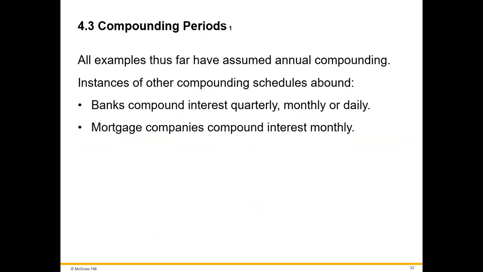So all examples thus far have assumed annual compounding. And I already saw on the discussion board, some people are like, oh, this thing, when it's more than once a year, it's confusing me. Don't let it. So sometimes banks will compound interest on investments quarterly, sometimes monthly, like our loans are monthly, or even daily. Mortgage companies compound interest monthly because we make monthly payments.